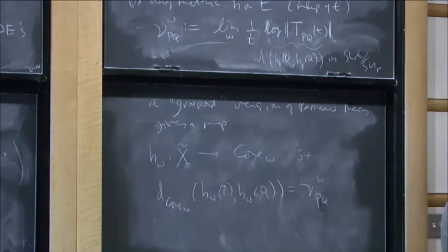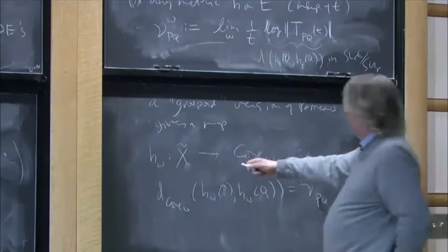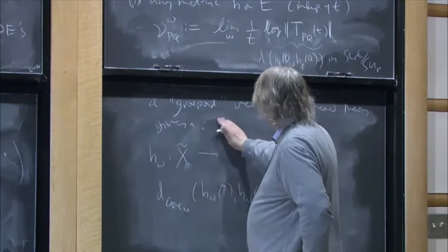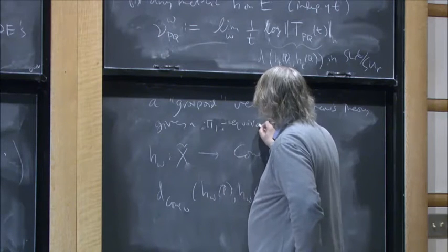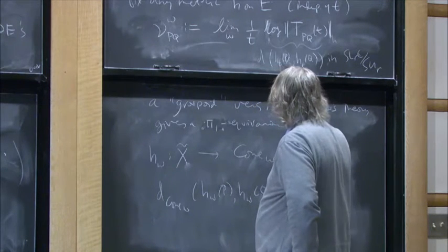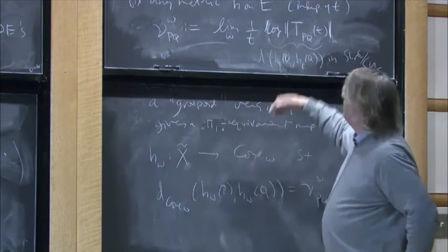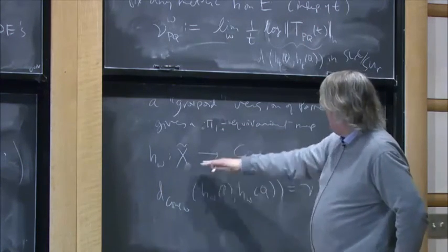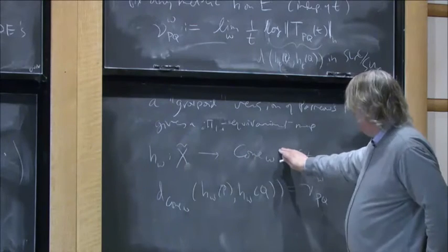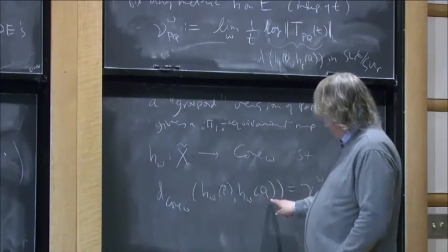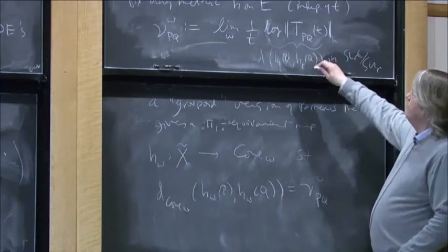Okay, so we get a pi 1 equivariant map, pi 1 equivariant for Perot's action. We get a pi 1 equivariant map from the universal cover of X to the building, where the distance between the image points is just this exponent.